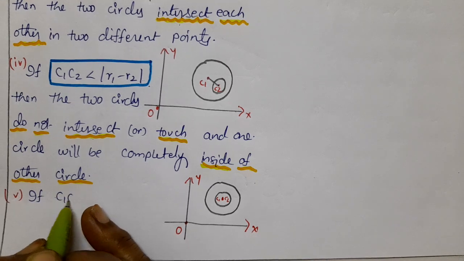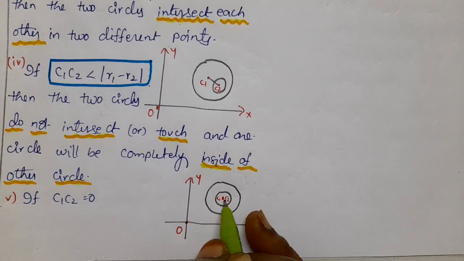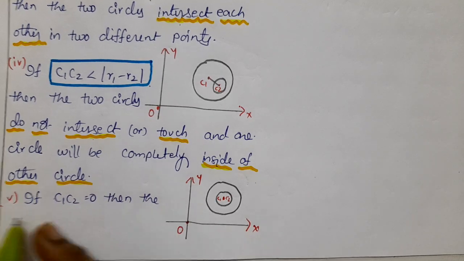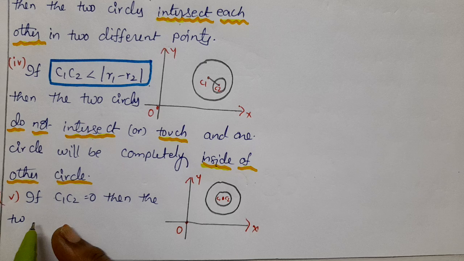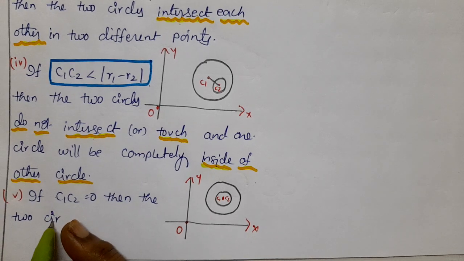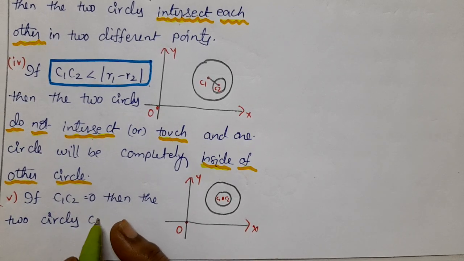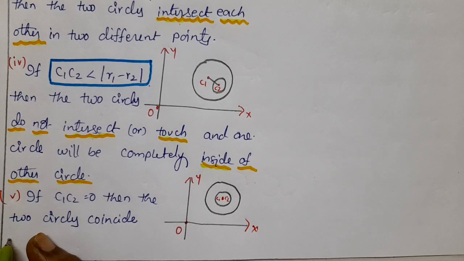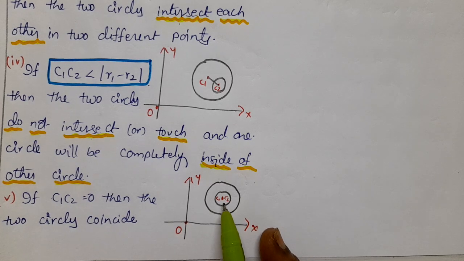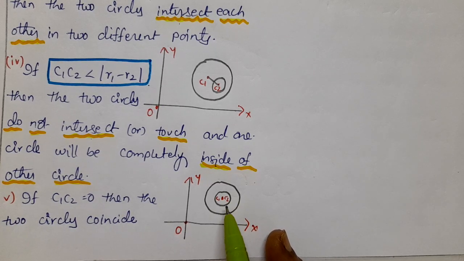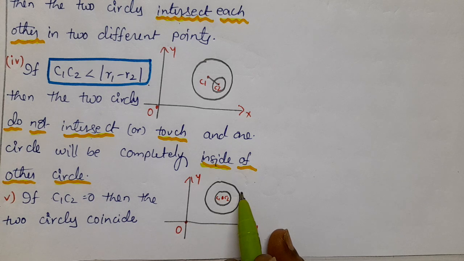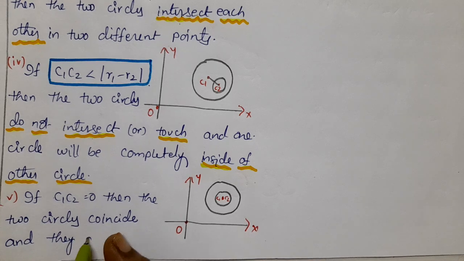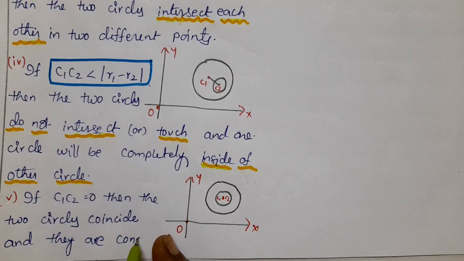If C1C2 equal to 0, that is, the distance between the centers is 0, then the two circles coincide. If two or more circles have the same center, then those circles are called concentric circles.